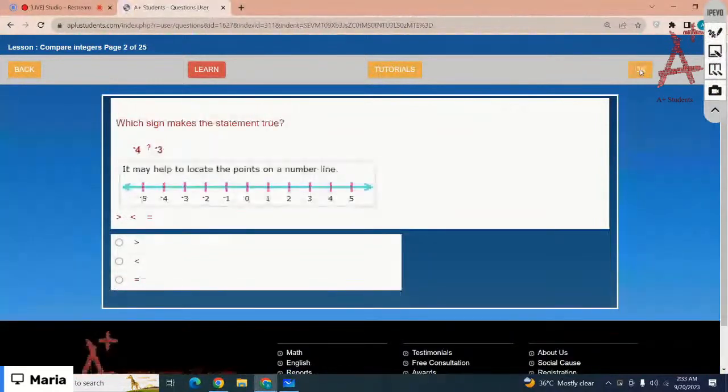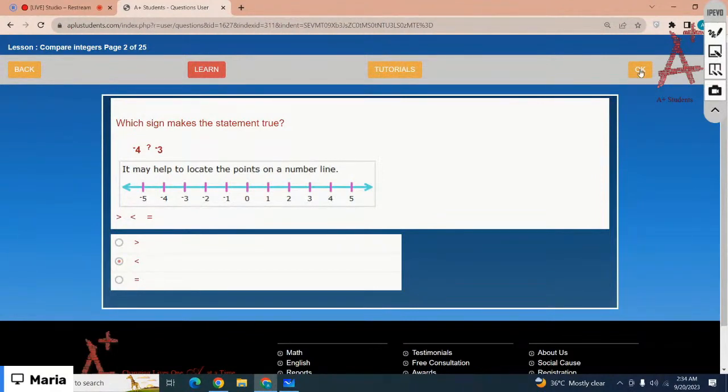Which sign makes the statement true? -4 and -3. Which is the correct option? What I got wrong? -4. Again, -4 is less than -3, right?